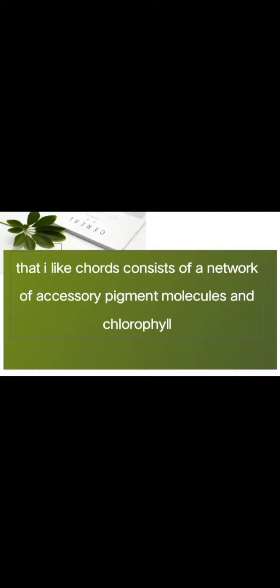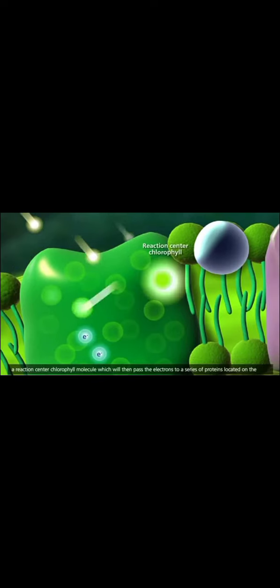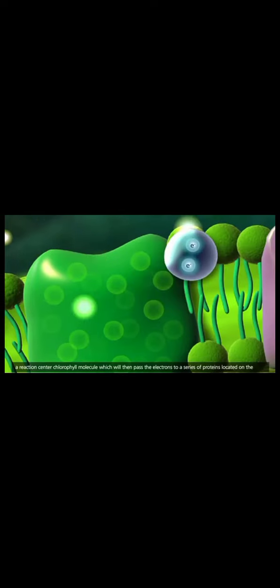The photosystems of thylakoids consist of a network of accessory pigment molecules and chlorophyll, the molecules that absorb the photons of light within the pigment molecules. The absorbed light energy excites the electron to a higher state. Photosystems will channel the excitation energy gathered by pigment molecules to reaction center chlorophyll molecules, which will then pass the electrons to a series of proteins located on the thylakoid membrane.